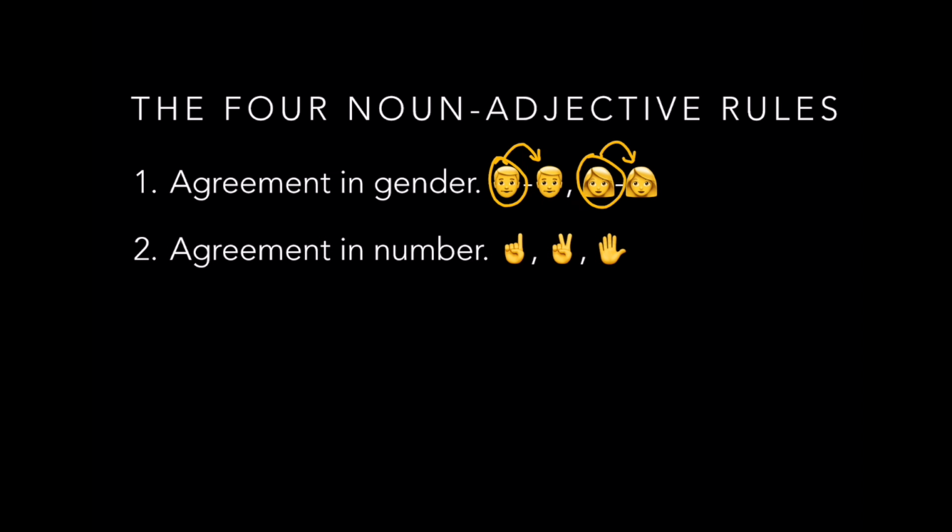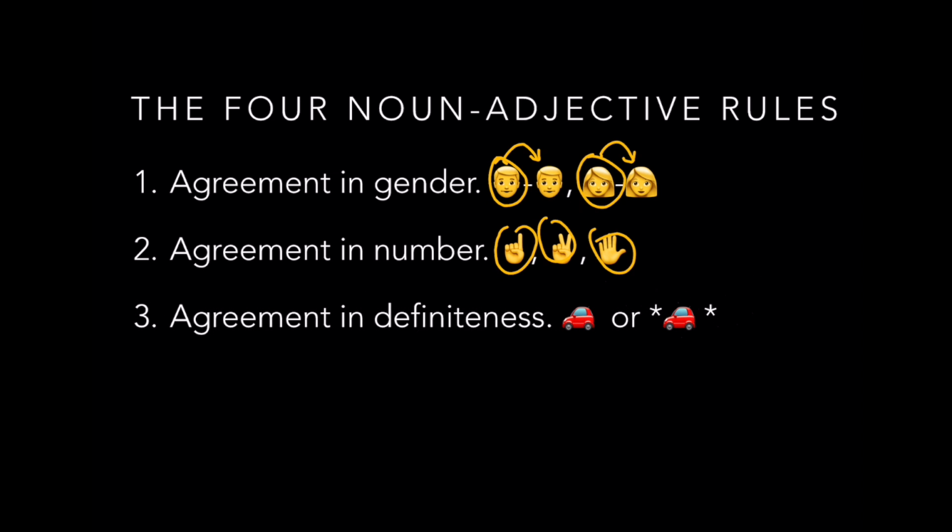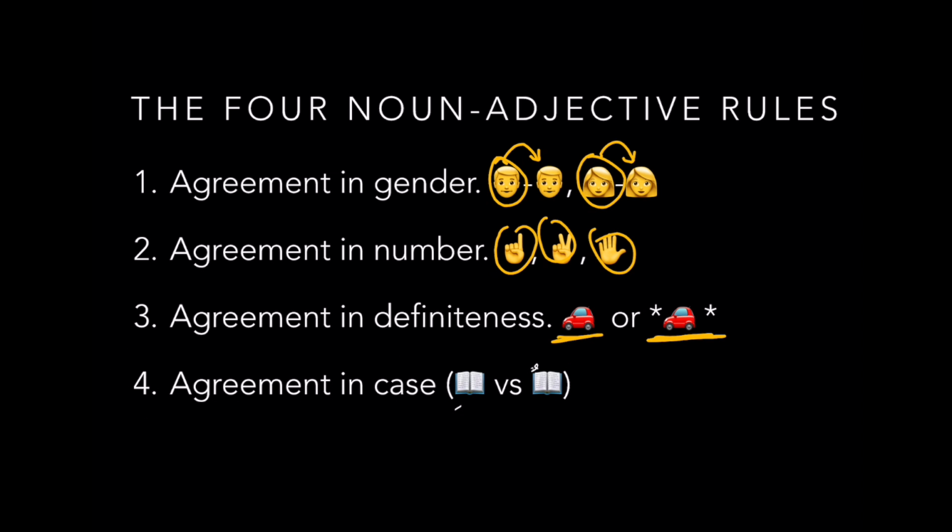Next, they must agree in number. Since Arabic has singular, dual, and plural nouns, adjectives that describe or modify these nouns have to agree in number. Third, they must agree in definiteness. In Arabic, adjectives change depending on whether you're describing a car or the car. And lastly, adjectives have to agree in case. For example, an adjective describing kitabi in the genitive case will be genitive, and an adjective describing or modifying kitabon in the nominative case will be nominative.